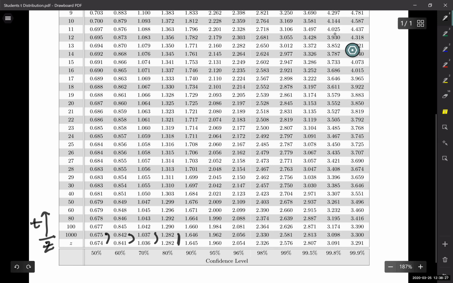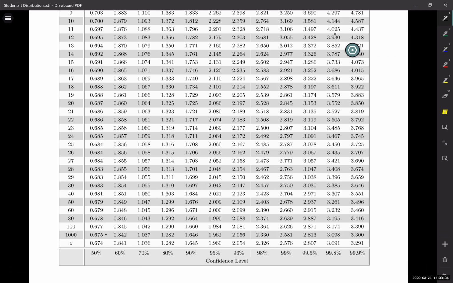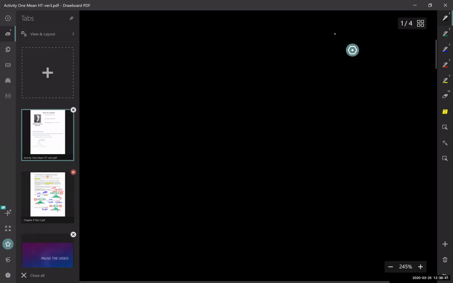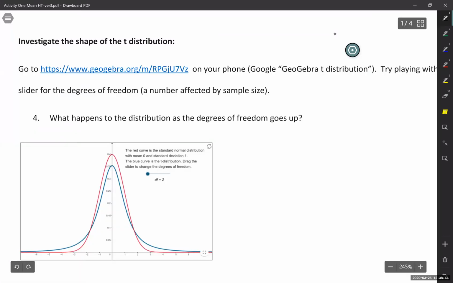So that's what we're seeing on this picture or on this table. We will be using this table, and when it's time to do that, we will jump back over to this screen. But for right now, we were looking here. And just to summarize what I said, when the degrees of freedom is 40 and up, basically Z equals T. It doesn't matter, they're interchangeable at that point.